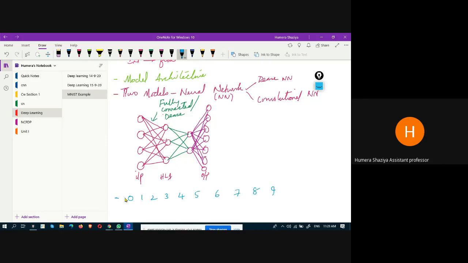These are the classes. The image, MNIST image, may belong to any one of the classes. If you have it like this, it may belong to class 8. If you have it like this, it may belong to class 7. If you have it like this, it may belong to class 6. Likewise, you have 10 classes. How do you represent that in neural network? Well, you have to have one hot encoding.